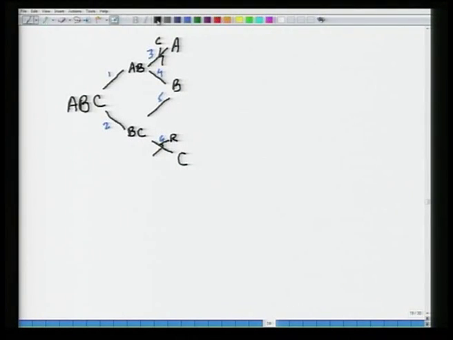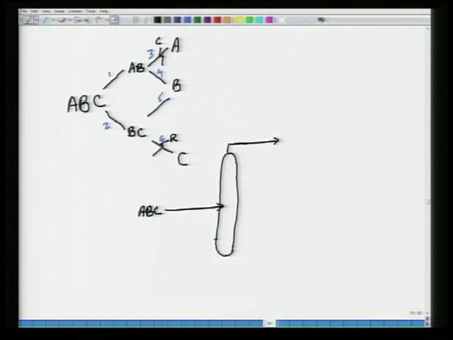So, now let us say I do 1 and 2 in column 1, 3, 4, 5 and 6 in a tall column 2, and what I mean will be clear when I draw it. So, I have got ABC which is coming in. So, we have got the ABC feed, I have got a small tower, a small column, and from the top I take out AB vapor, from the bottoms I take out BC liquid.